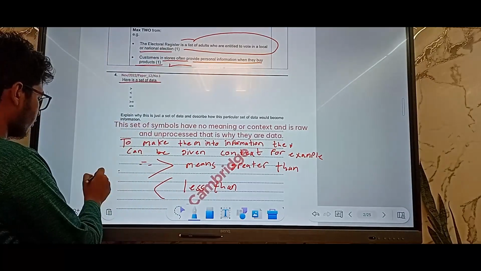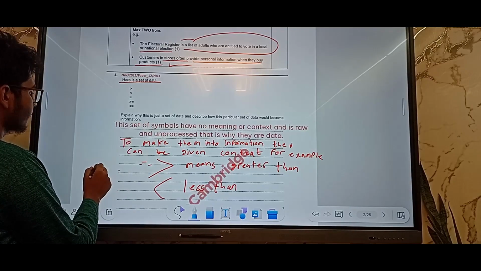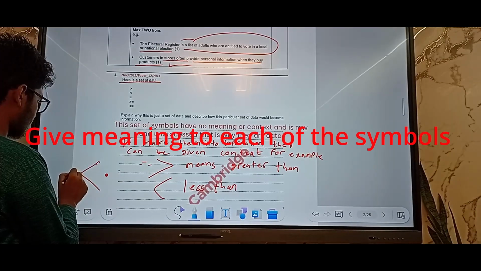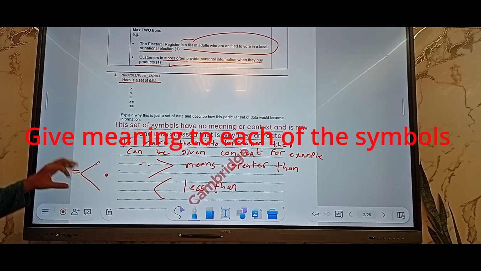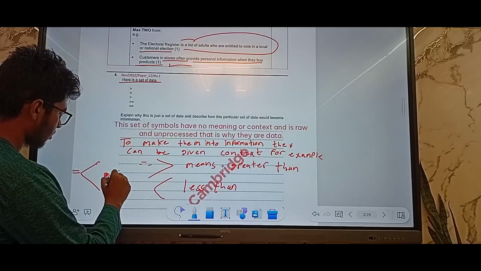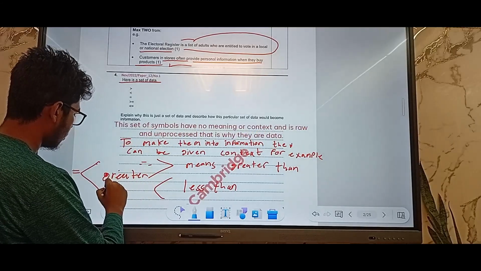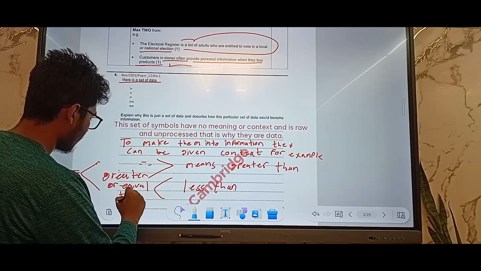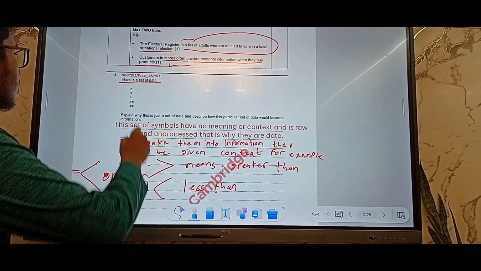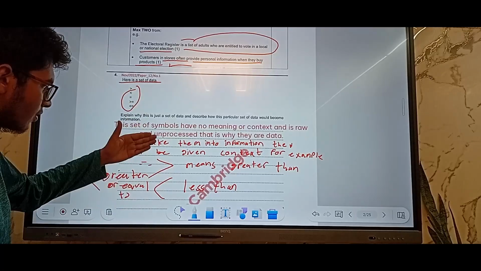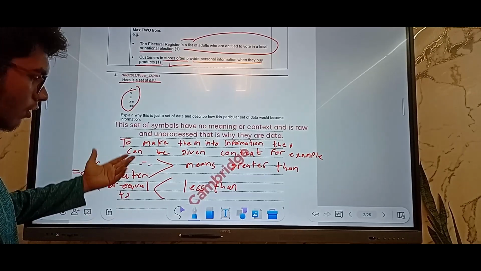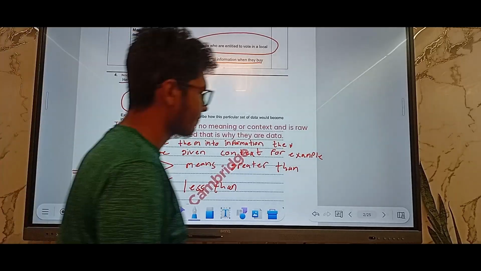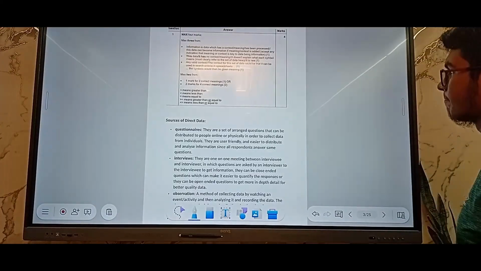And then for this one you have the symbol like this with an equal to, an open mouth. You can write it as greater than or equal to. So you need to give all of these symbols meaning, and you're going to be writing it beautifully on your copies or on your question papers. So let's go to the mark scheme. I want to see what they did.